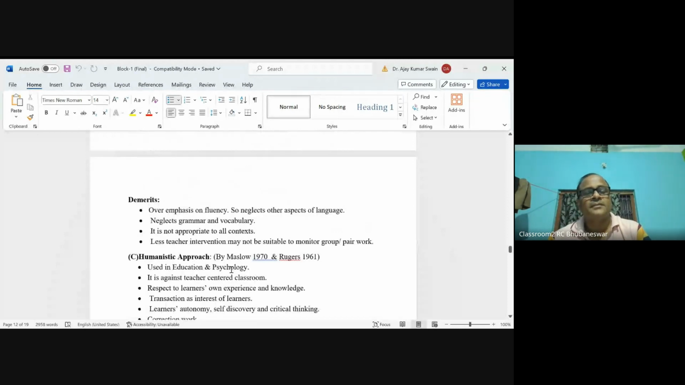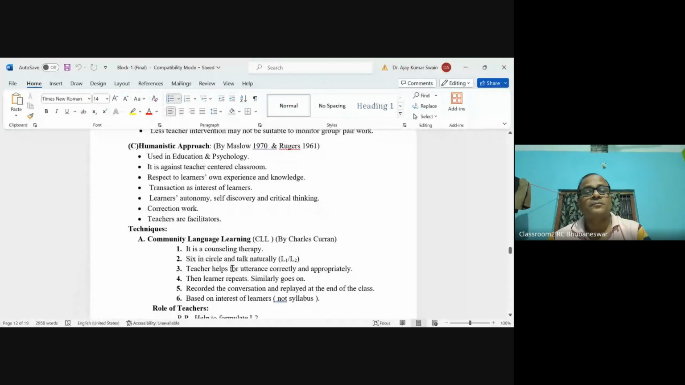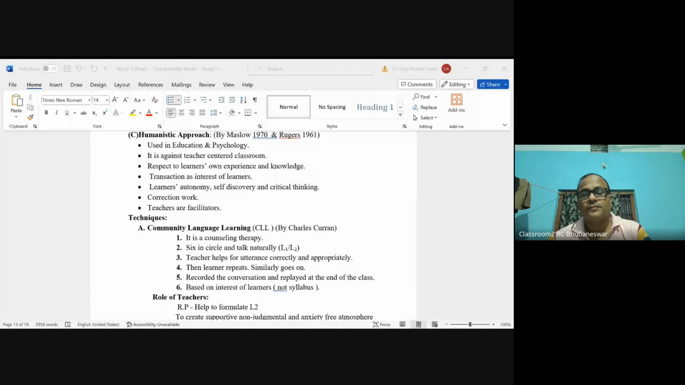Then, humanistic approach. What is humanistic approach? By Maslow, 1970 and Rogers, 1961. Used in education and psychology. In both field, education field and psychology field, this method, humanistic approach was used.